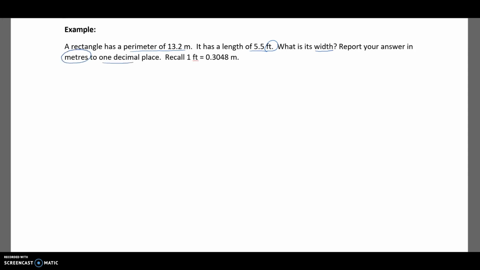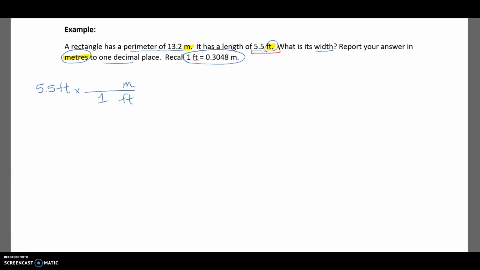I can't do the algebra yet because my units don't match. I have perimeter in meters and length in feet. Since I want my final answer to be in meters, I'm going to convert this 5.5 feet to meters. As a reminder of the conversion, I start with the value I was given, 5.5 feet, and I know the unit conversion between feet and meters, so I can set up my fraction. I want to cancel out the units of feet, so that will go on the bottom. I want to get to meters, so that will go on the top.